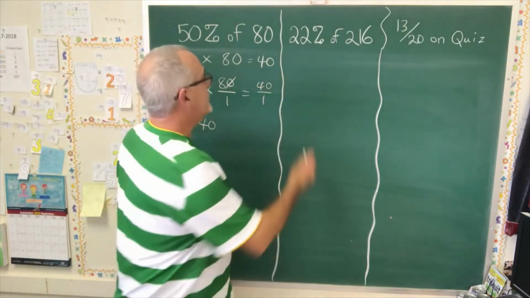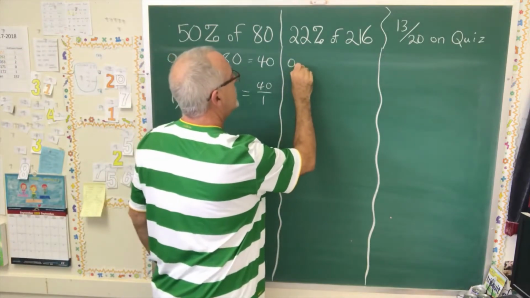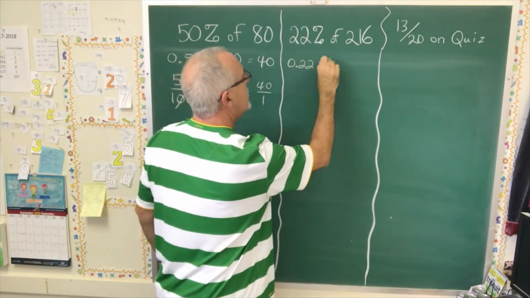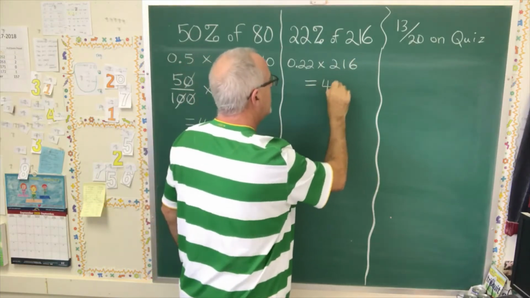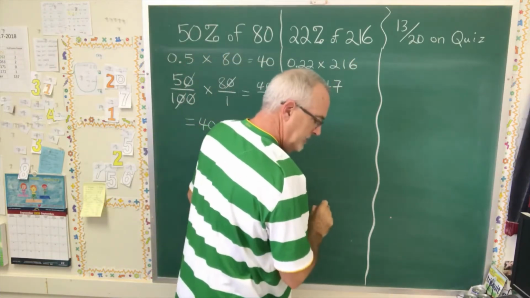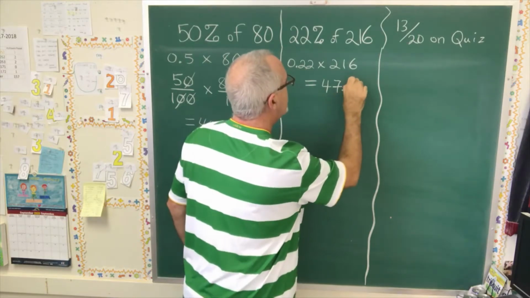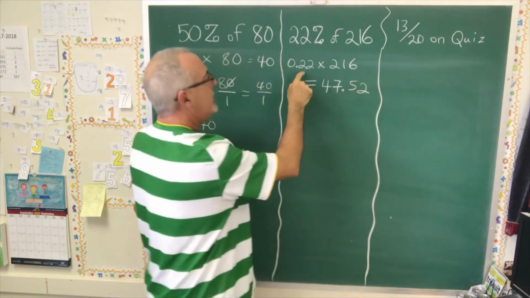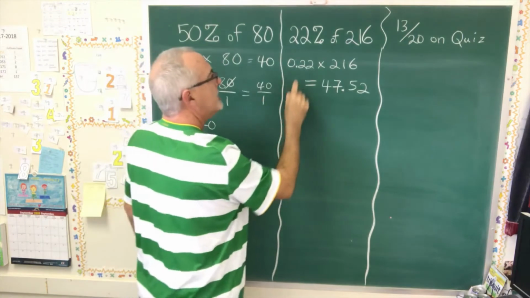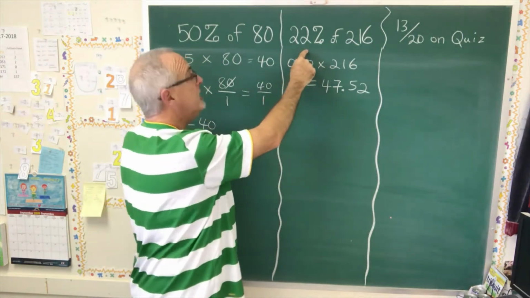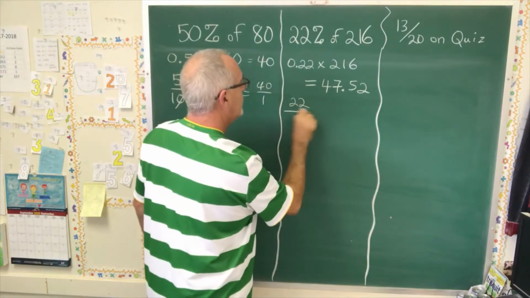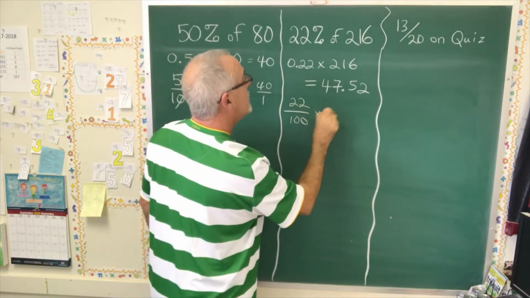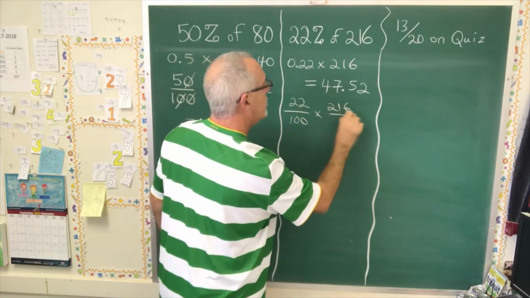22% of 216. I can do 0.22 times 216 in my calculator, and I get 47.52. But I can do it this way, and it's a little bit longer because the numbers aren't quite so round. We have 22 over 100 times 216 over 1.